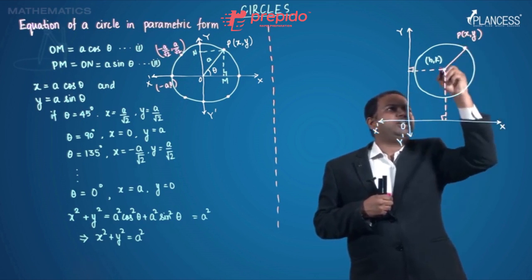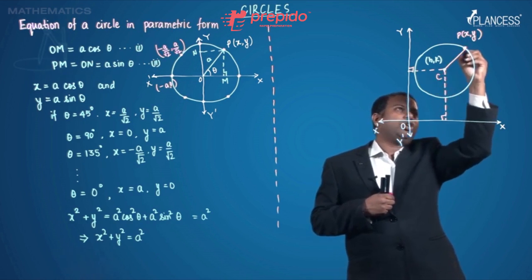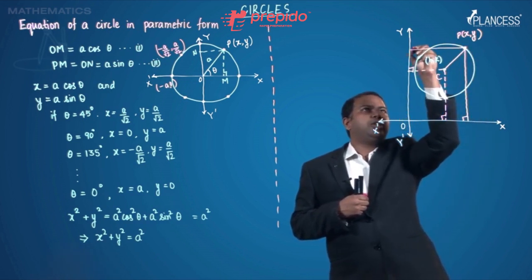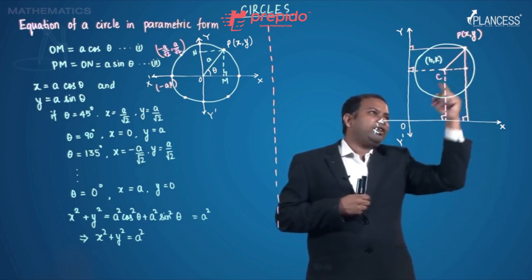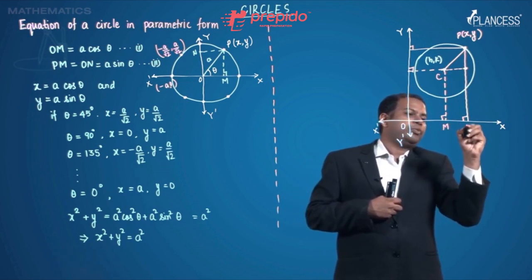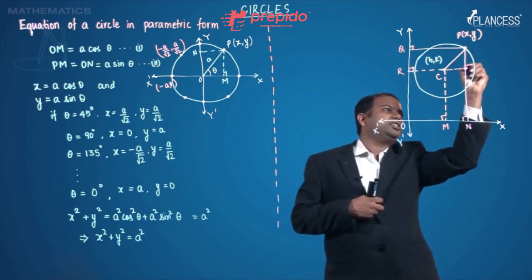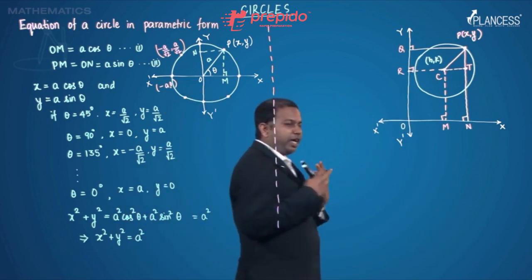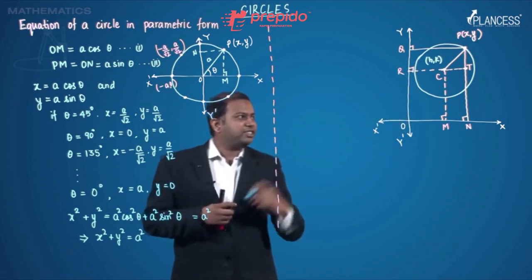We join the point P and the center. Let us call the center C. We also drop a perpendicular from P on the x axis and on the y axis. Let us extend this to join. Now we will name these points of intersection. Let us call this M, let us call this N, let us call this Q, and this is R, and this is point T. So now we want to find the parametric equation for this circle, which has center at h comma k and the radius is equal to a.